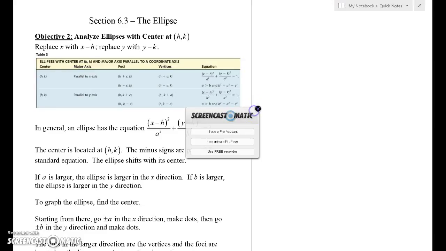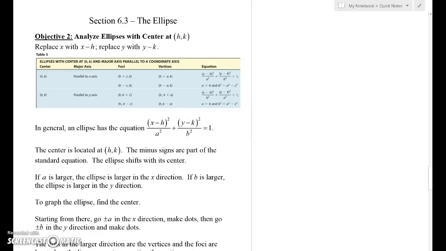Okay, so this is going to be part 2 about ellipses, where we're going to allow the center to move away from the origin. So similarly to the parabolas that we already looked at, you replace x with x minus h and replace y with y minus k. So that's nice that that's easy to remember because you already learned it for the parabolas.